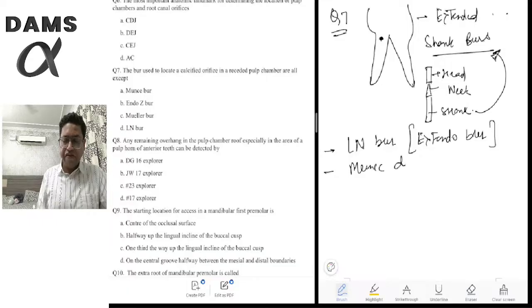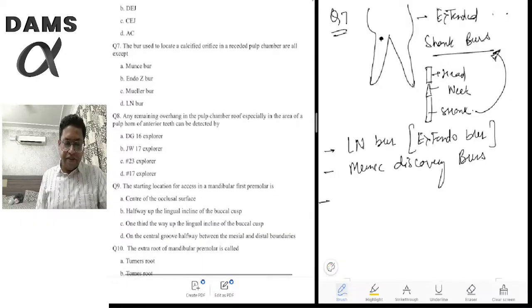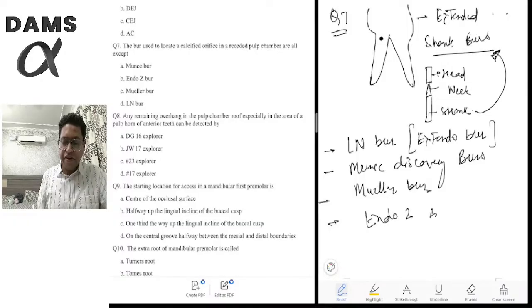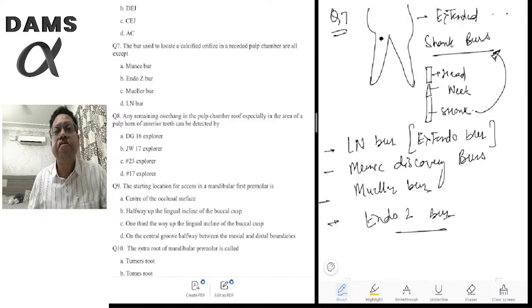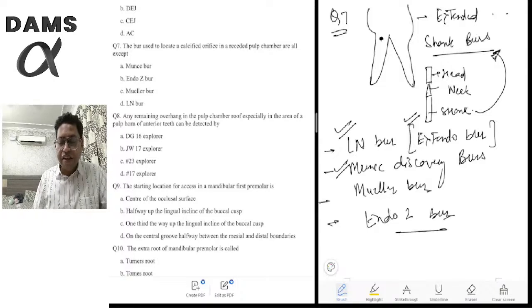Munce discovery burrs and Mueller burr. Endo-Z burr. So which burr is used and which is not used? We use Allen or extendo burr. They are one and the same thing. We use Munce discovery burrs. We also use Mueller burr, but Endo-Z burr is not used for location of deep-seated root canal orifices.